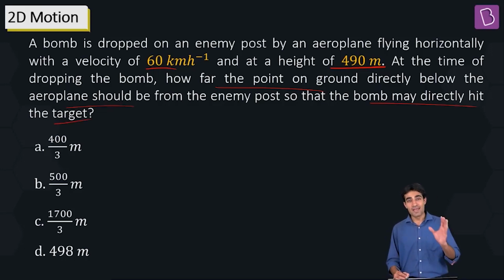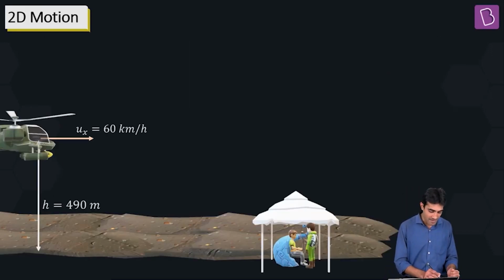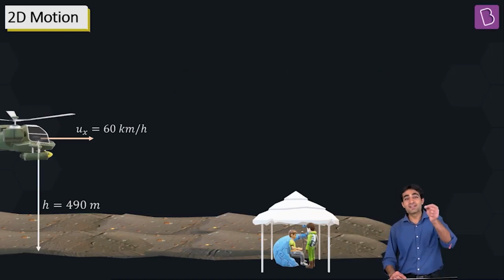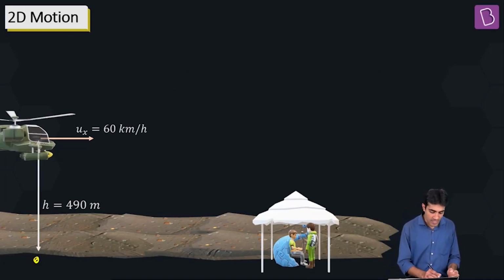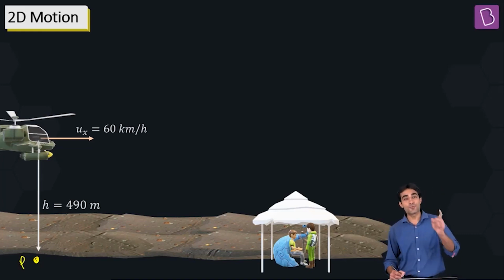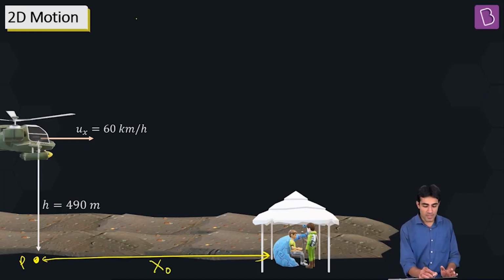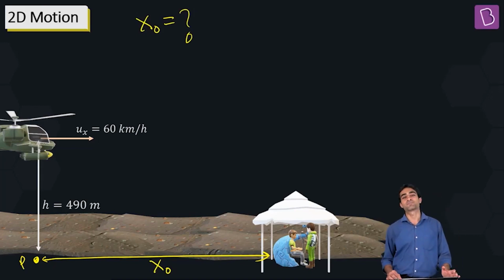Now, before I tell you what the question is asking us, let me replace this aeroplane by my helicopter. These days, I usually don't prefer aeroplanes. Now, at the time of dropping of the bomb, there was a point just below the helicopter. Let's say this is point P. We have to tell what is the distance of this point from the enemy post. This value, the horizontal displacement x0, is asked in the question.